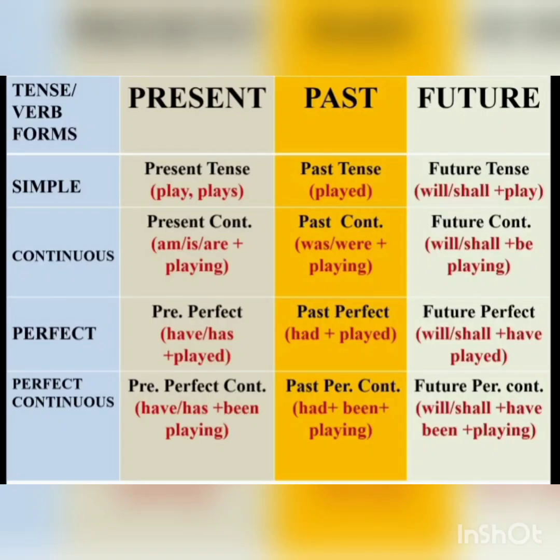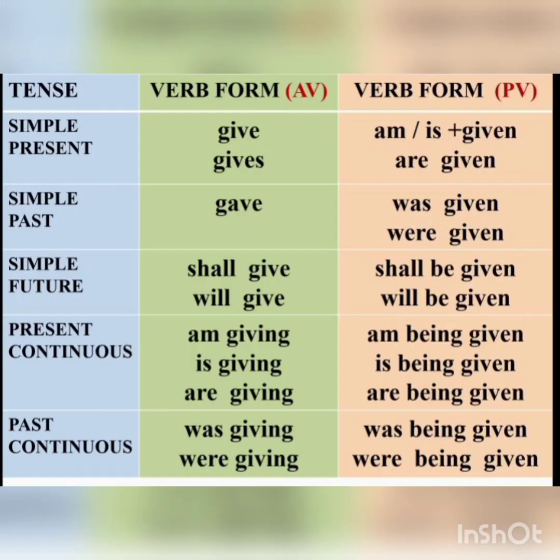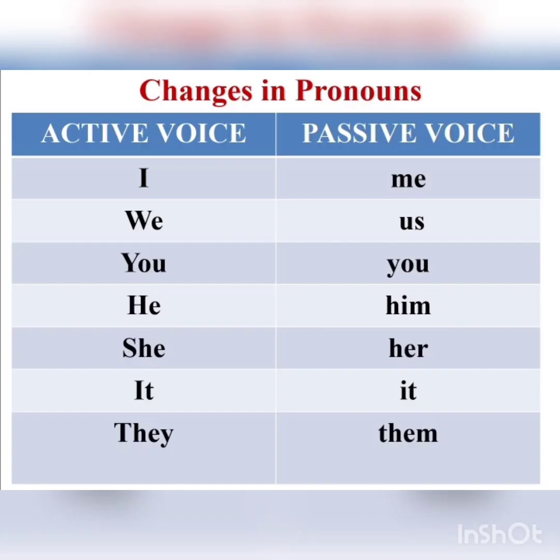This table tells us about verb forms of 12 tenses. There are 3 major tenses. They are present, past and future. Each tense has 4 forms with different verb patterns. In this session, we are going to learn about active and passive voice for simple and continuous tenses, and the verb patterns are given in this slide.